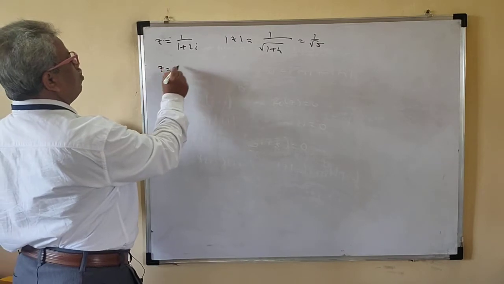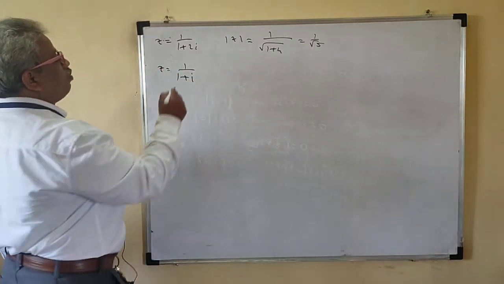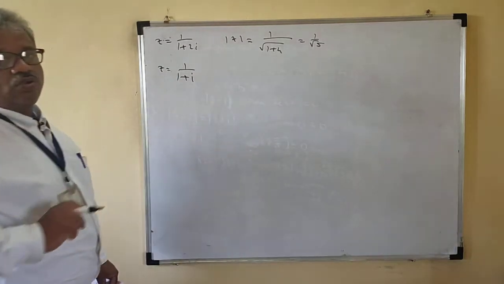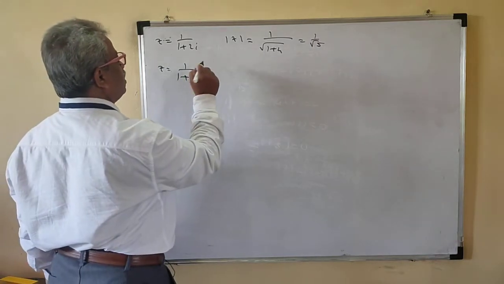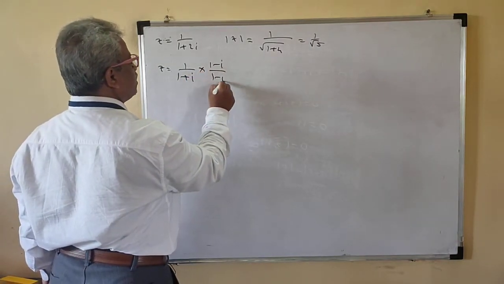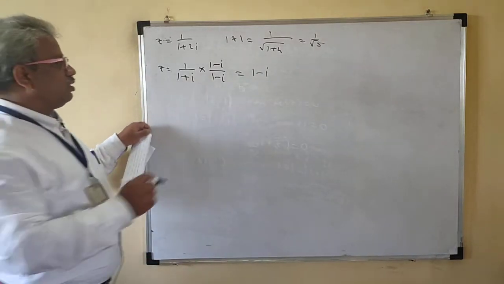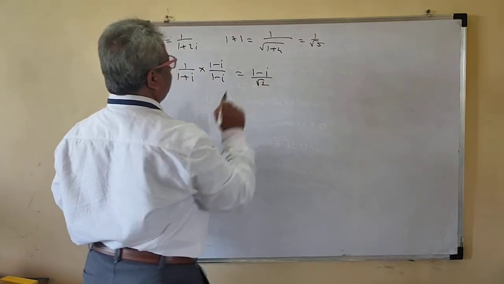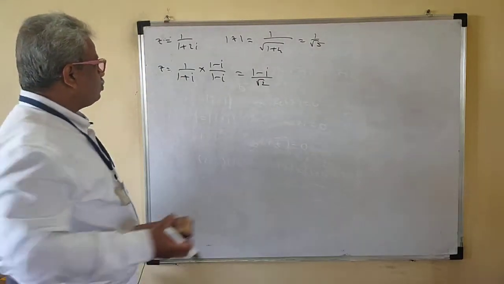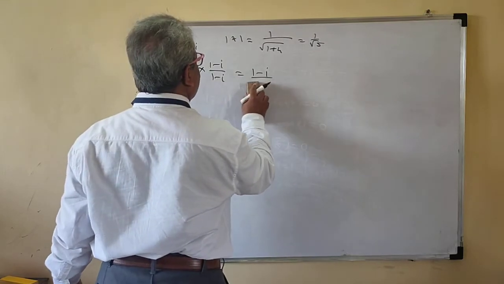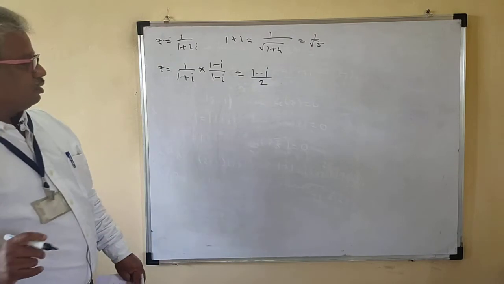suppose your z is equal to 1 upon 1 plus i. You have to multiply and find the argument of this one. This is very easy, you can simplify this. This is 1 minus i upon 1 minus i, so this is (1 minus i) upon 2. Not root 2, only 2, because real part square plus imaginary part square gives 2.